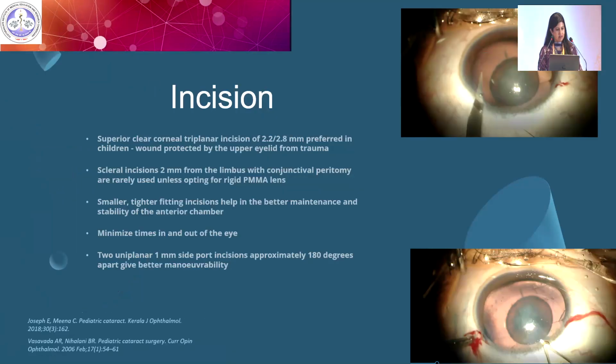How should we make the incision? A superior clear corneal triplanar incision of 2.2 or 2.8 mm is preferred, as the wound is protected by the upper eyelid from trauma. Scleral incisions can be used when opting for rigid PMMA lenses. Smaller, tighter fitting incisions help in better maintenance and stability of the anterior chamber and minimize the times in and out of the eye. Two uniplanar 1 mm side port incisions, 180 degrees apart, give better maneuverability.